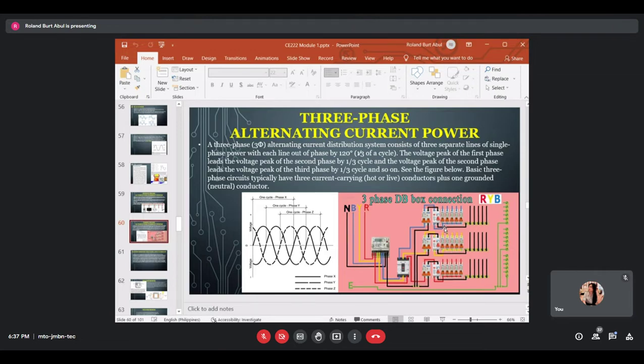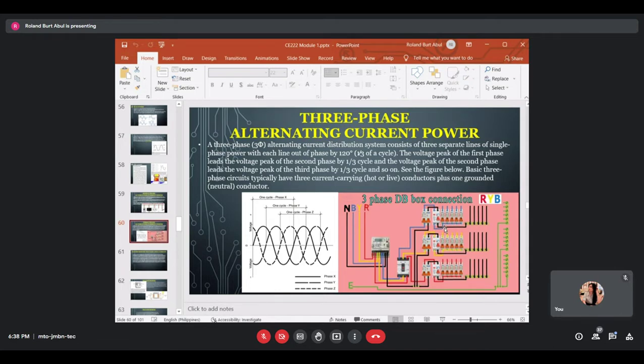Next is the three-phase alternating current power. The three-phase alternating current distribution system consists of 3 separate lines of single-phase power, with each line out of phase by 120 degrees or 1/3 of a cycle. The voltage peak of the first phase leads the voltage peak of the second phase by 1/3 cycle, and the voltage peak of the second phase leads the voltage peak of the third phase by 1/3 cycle, and so on.